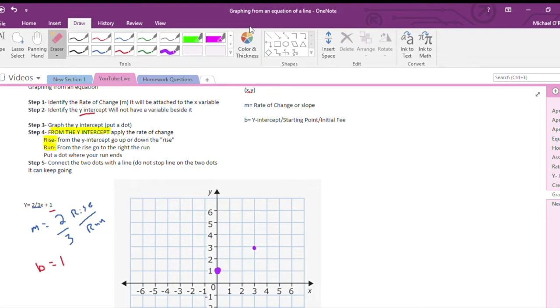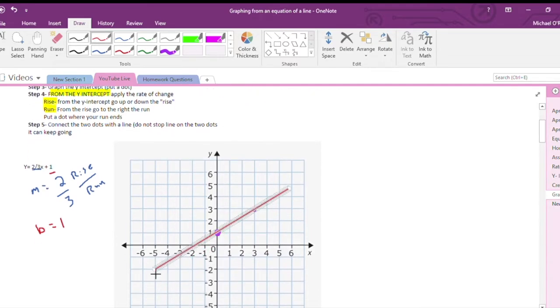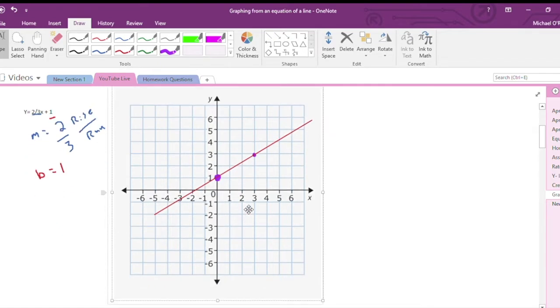Then what I'm going to do is I'm going to draw a line cutting through those two dots. Okay? And there. We graphed it as such. So first thing we do, graph the y-intercept. Second thing we do, we go up and over using our rise over run. Then lastly, we draw a line between them.